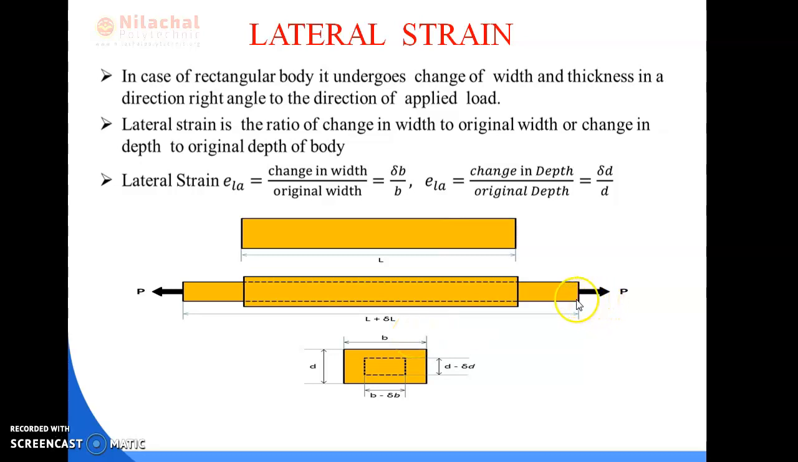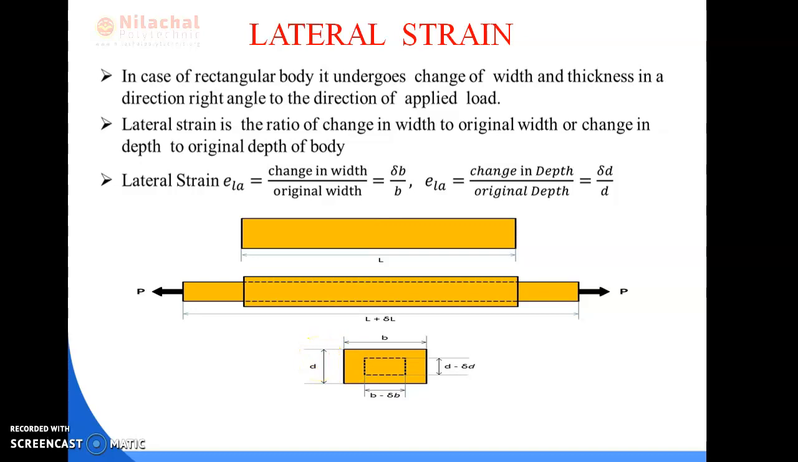During this increase of length of the body, the width and the thickness or depth of the body decrease. Here, from the figure, L changes to L plus del L, while in the other directions, width and depth, width decreases and depth also decreases. Now it is concluded that lateral strain in a rectangular body is the ratio of change in width to original width and also change in depth to original depth of the body.